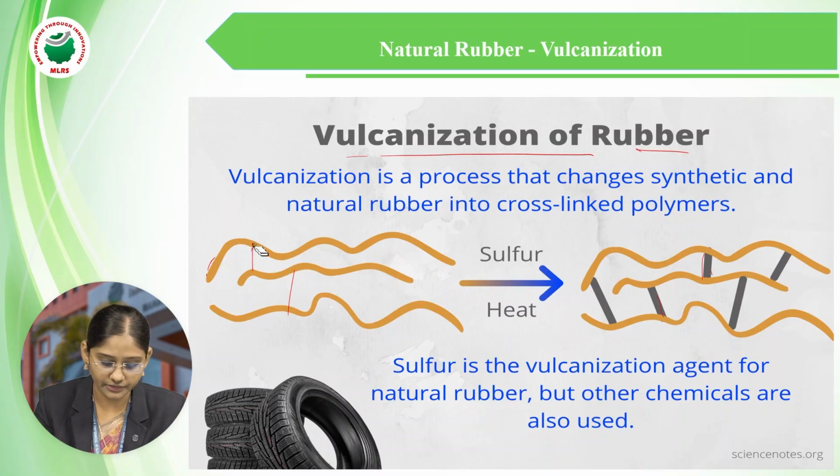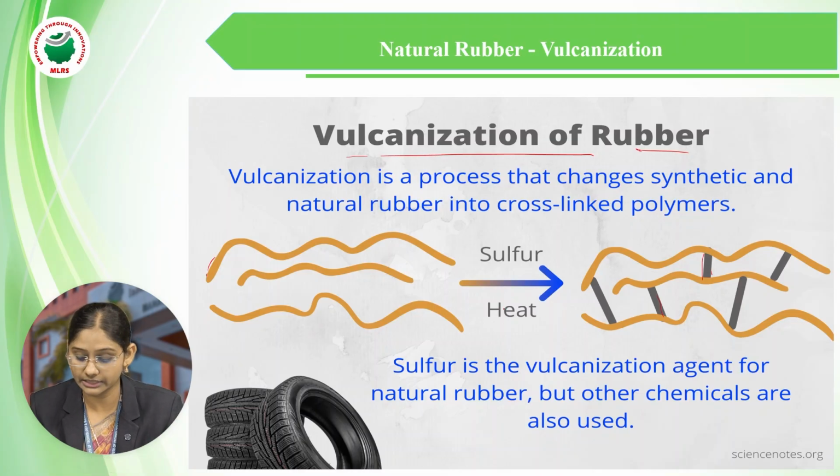We can see the first one is the rubber. This is the natural rubber. We have added sulfur, and between the two polymeric chains, it develops cross links, right? So it is the vulcanized rubber. Sulfur is the vulcanization agent for natural rubber, but a few other chemicals, like additives, are also used along with sulfur.